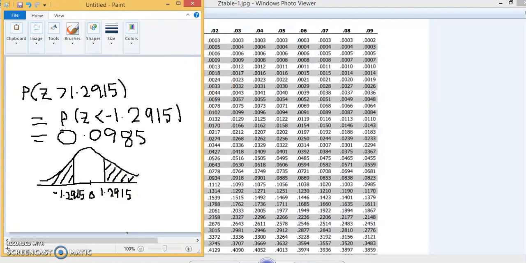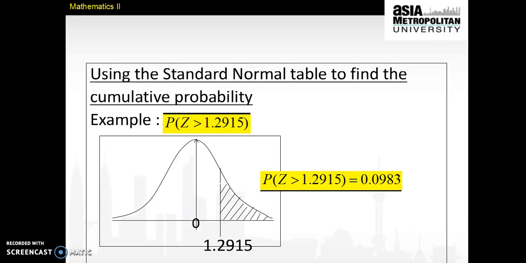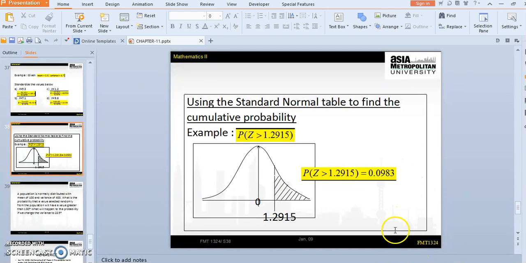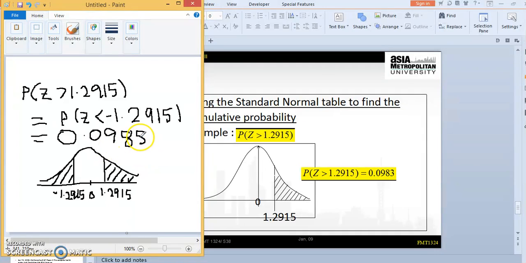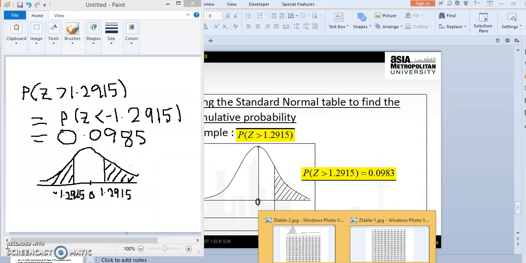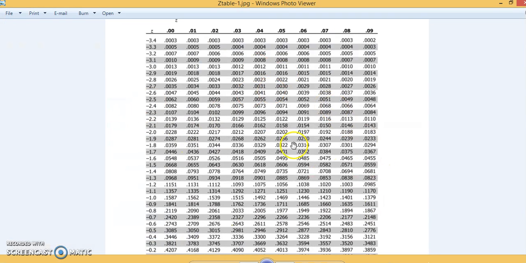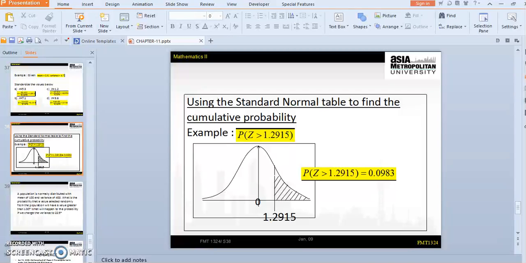Alright? If you go back to your slide here, it gives you 0.0983, because this is the exact value, but it's okay, you just have to give this value. This is also correct because the difference is very small, and it depends on the table that you are using. We are using this table, and this table would be provided during the exam, so you just follow this value here. Alright?